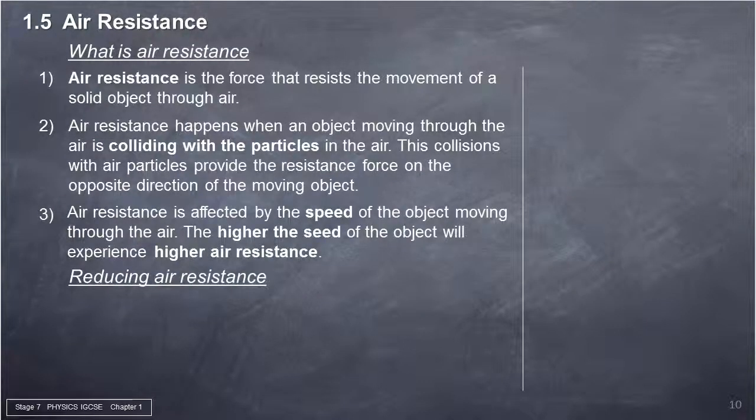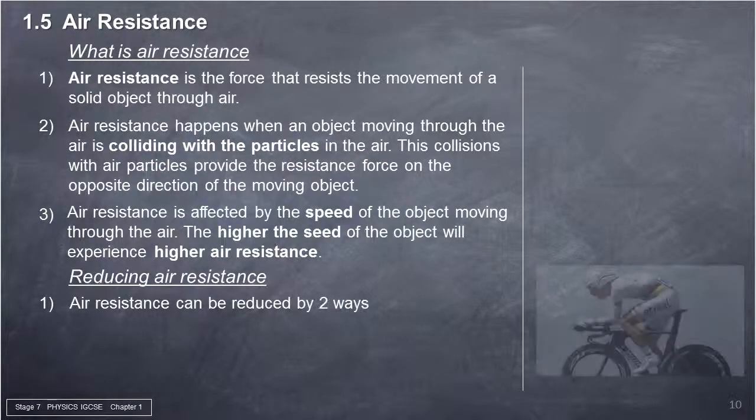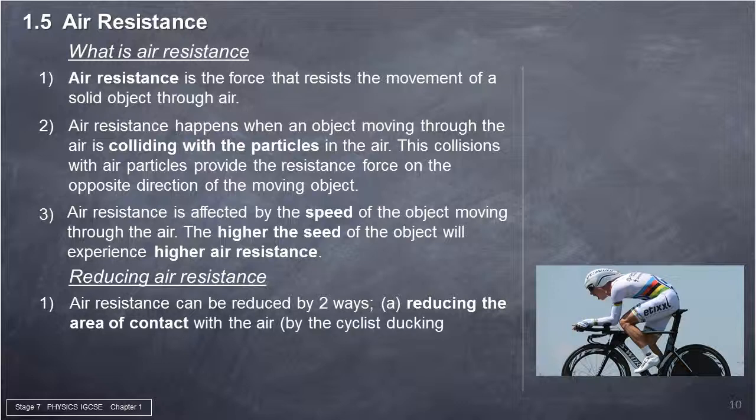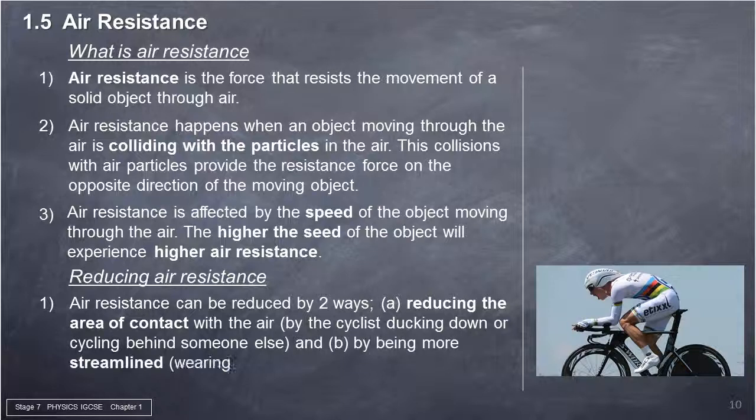Reducing air resistance. 1. Air resistance can be reduced in two ways: a. reducing the area of contact with the air, for example by the cyclist ducking down or cycling behind someone else, and b. by being more streamlined, for example wearing smoother surfaces or a more streamlined helmet.